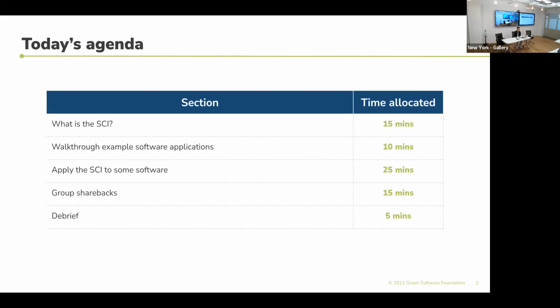So we'll go through what the Software Carbon Intensity standard from the Green Software Foundation is. Then we're going to walk through some example software applications. In the second half of the session, we're going to break out into small breakout groups or small teams to attempt to apply the SCI standard to those example software architectures and maybe learn throughout that process. Then we'll do a bit of group sharebacks, and finally a quick debrief on how the session itself went and see if anyone has any feedback.